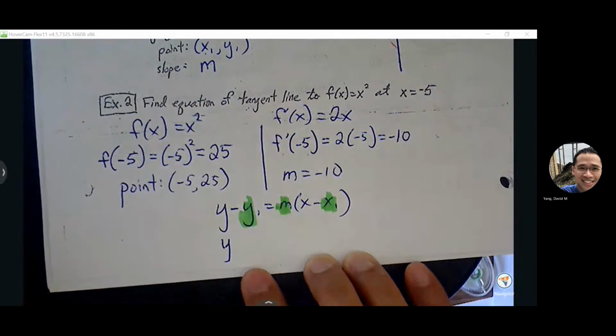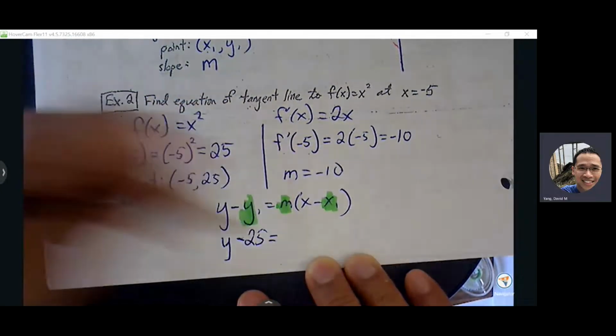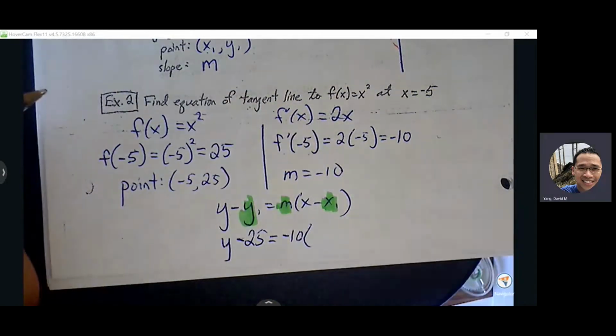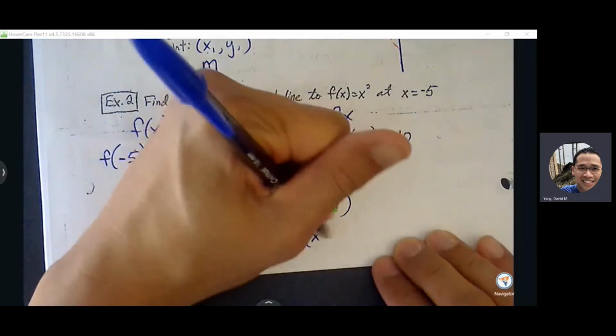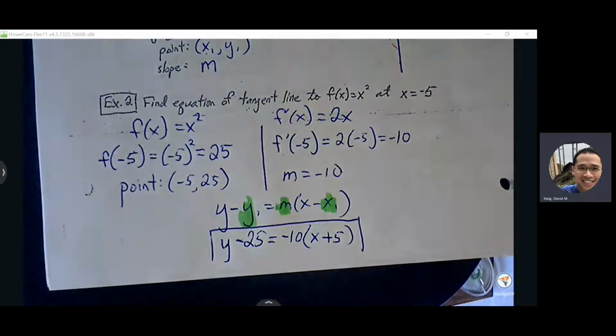y minus 25 is equal to negative 10 parentheses, x minus negative 5, which is x plus 5. Now, this feels incomplete, but this is point slope form. And if the problem asks you for a tangent line equation, you can stop here and be fine.